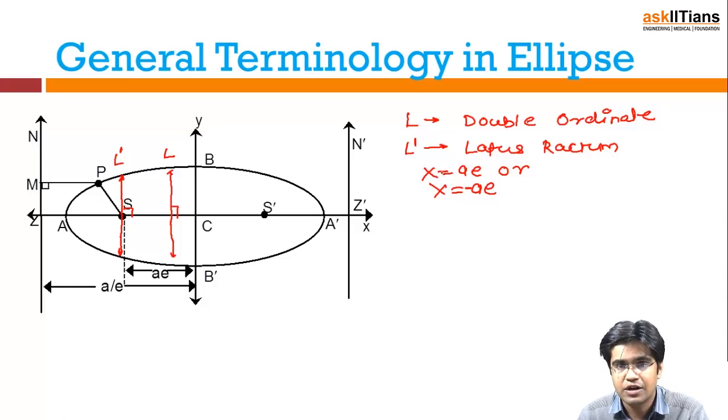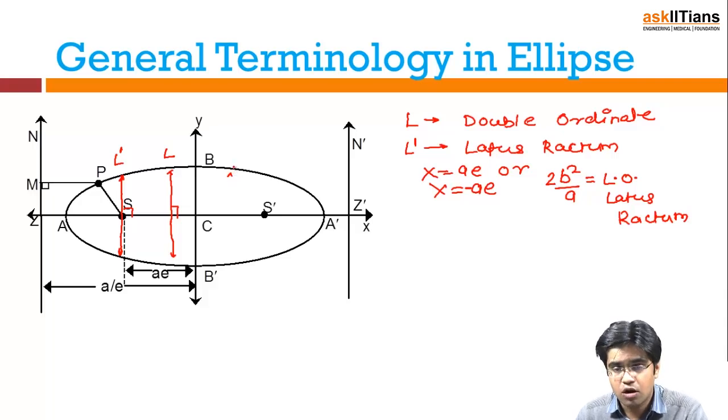So I am going to tell you the direct result. Half the length of the latus rectum is b square by a. If I multiply it by 2, then 2b square by a is the length of the latus rectum. So this is all about the terminology in the ellipse.